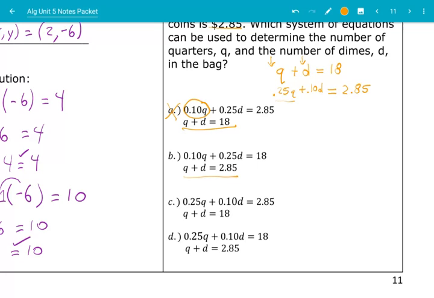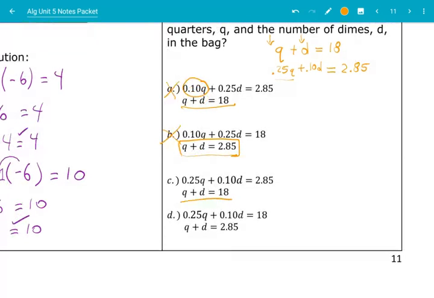Now we have both. It's not this one. That one's backwards. Here's a Q plus D is 18, and here's a 25 cents for quarters and a 10 cents for dimes equals 285. Probably that one. What's down here? Quarters and dimes, 25. Nope, not that one. It is C. All right.